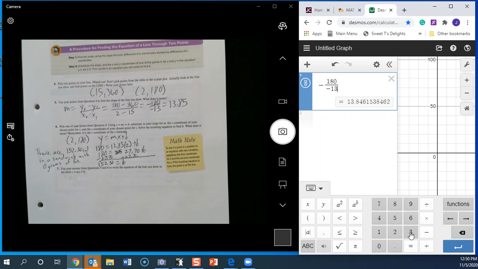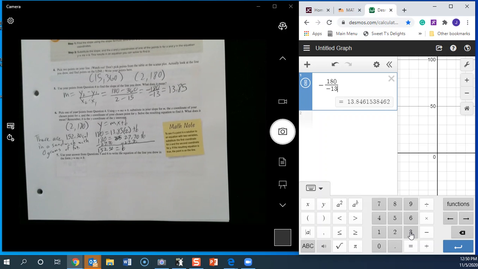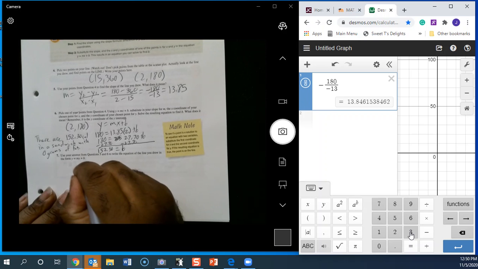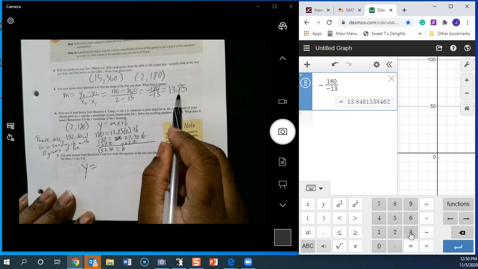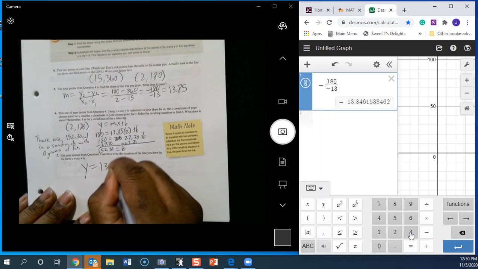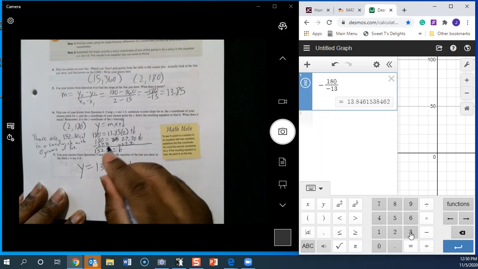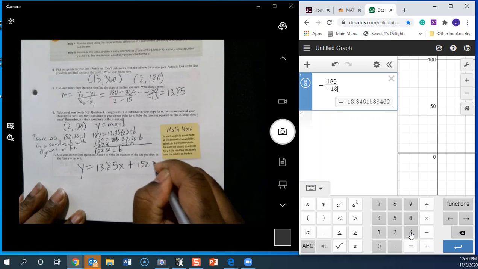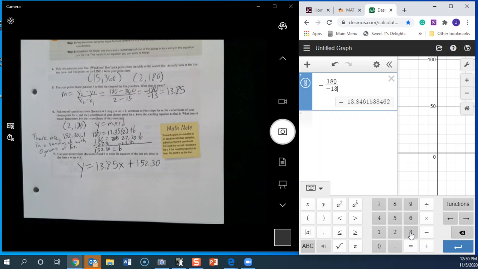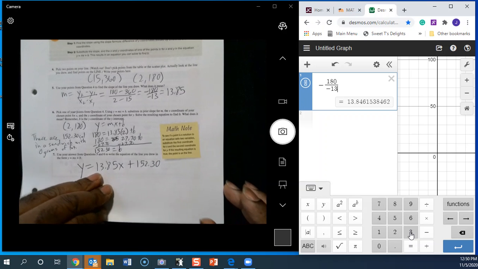Now it says, use your answer from question 5 and 6 to write the equation of the line you drew in the form of y equals mx plus b. So it'll be y is equal to, the slope was 13.85, then we have our x plus b will be 152.30. So that will be our equation. Now, we move on to the next page.